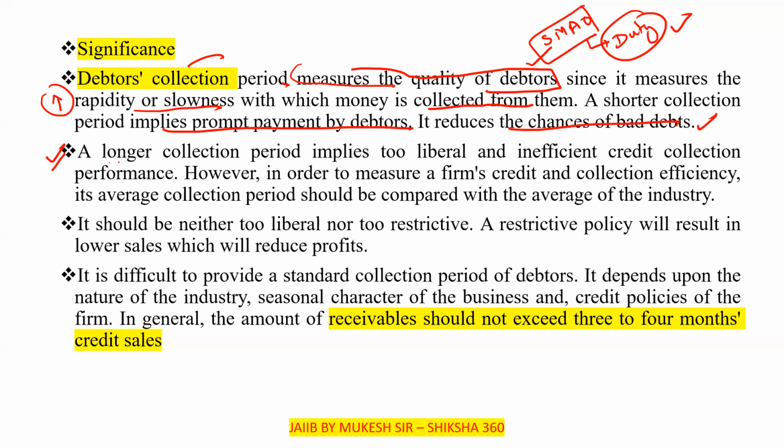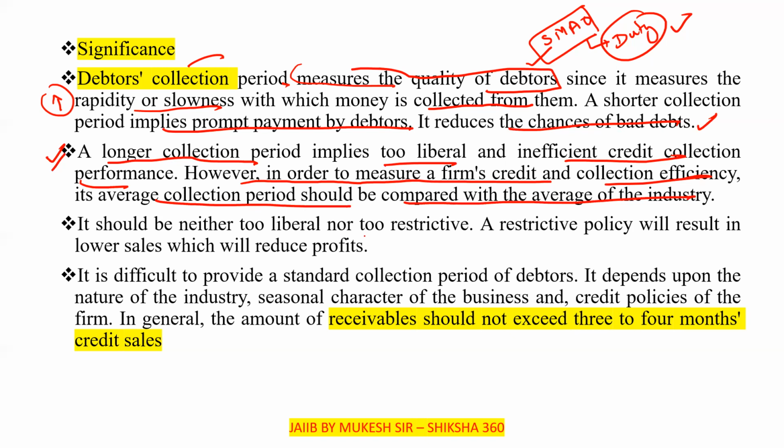On the other hand, a longer collection period implies too liberal and inefficient credit collection performance. However, in order to measure a firm's credit and collection efficiency, its average collection period should be compared with the average of the industry.